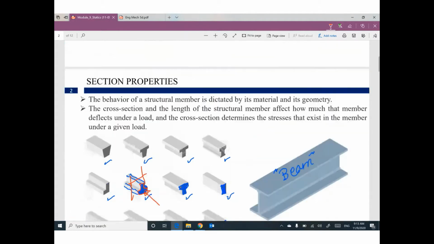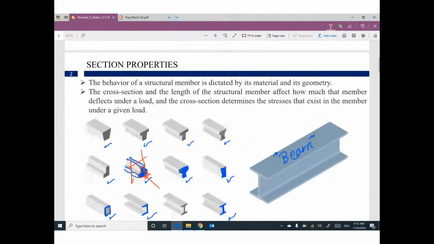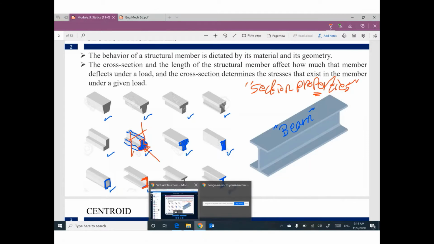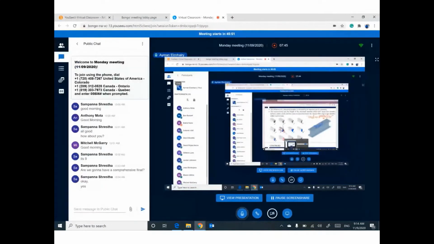I know some of you will ask me, what is the main purpose of all of this stuff? I'm looking for the section properties. Already you have a cross section. This section has properties. We need to figure out these properties. That makes sense? Any questions so far? If you have any question, let me know.